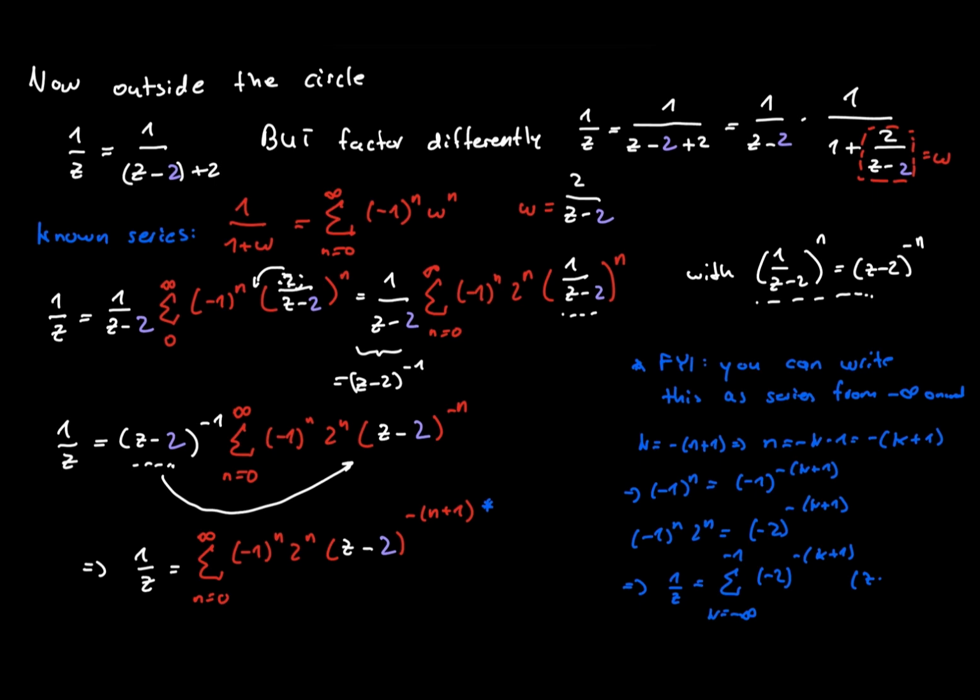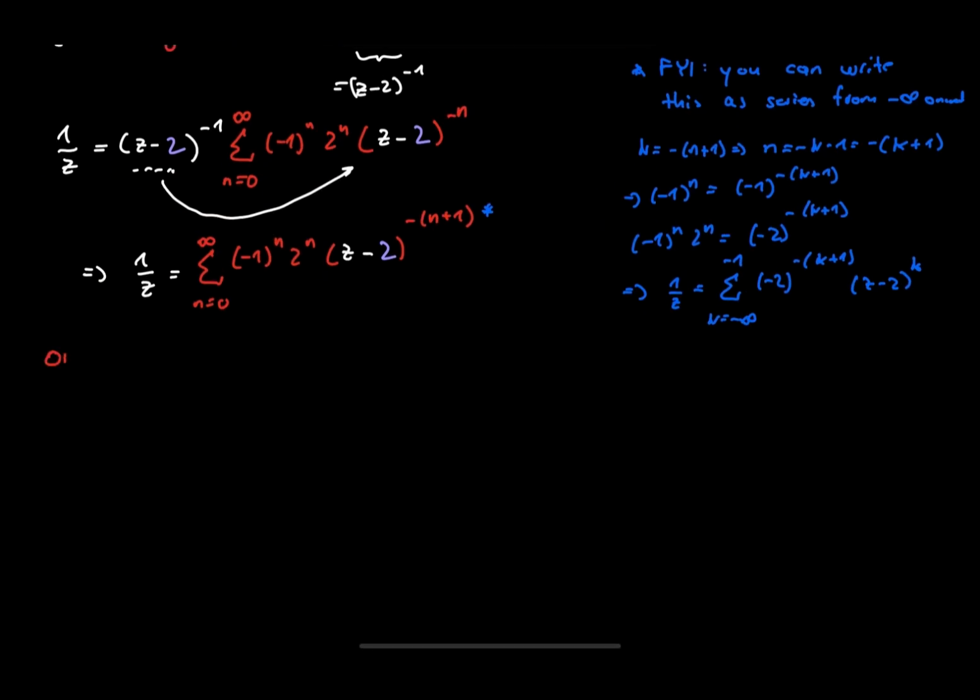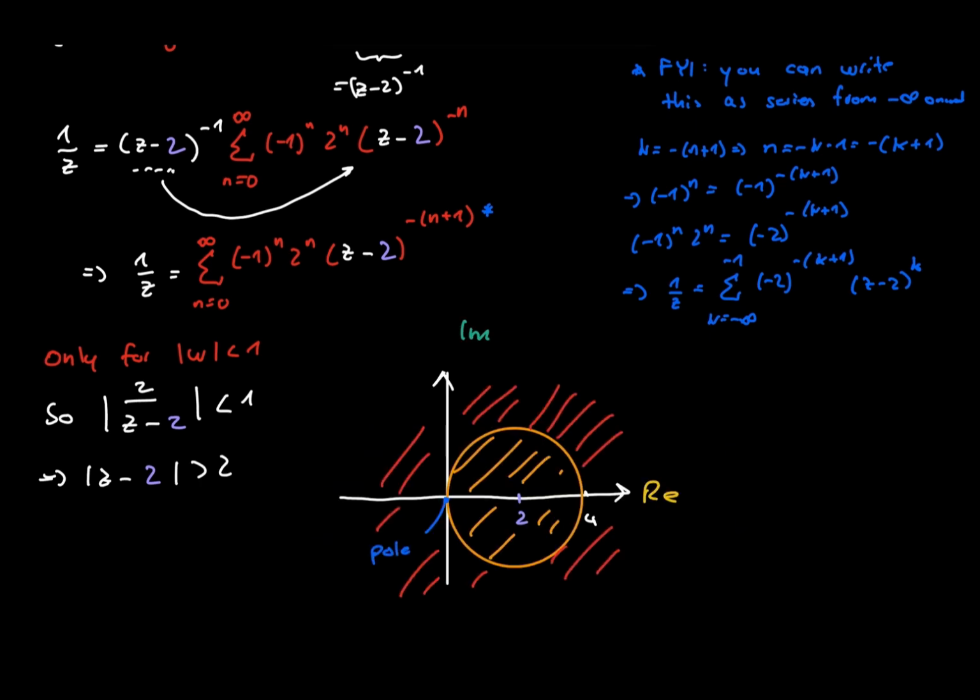Now we check where this works. We need the absolute value of 2 divided by (z minus 2) to be less than 1. That gives absolute value of z minus 2 greater than 2. So this works outside the circle. Now we have the full picture. Same function, same center, but two different regions.